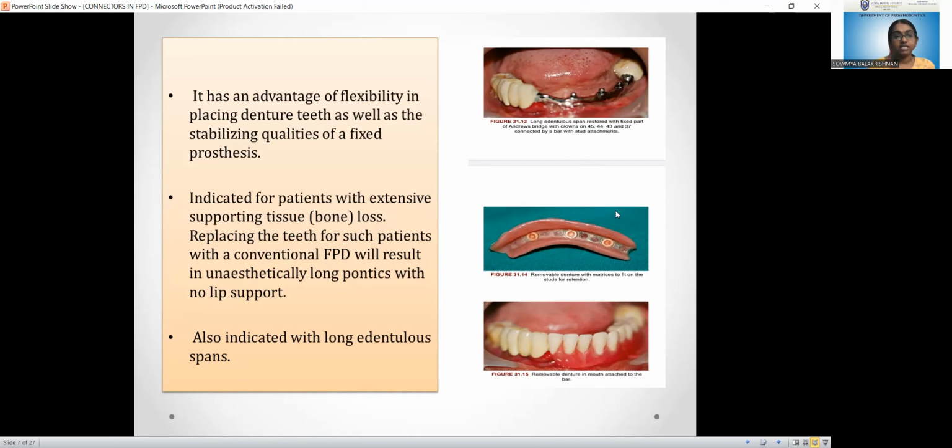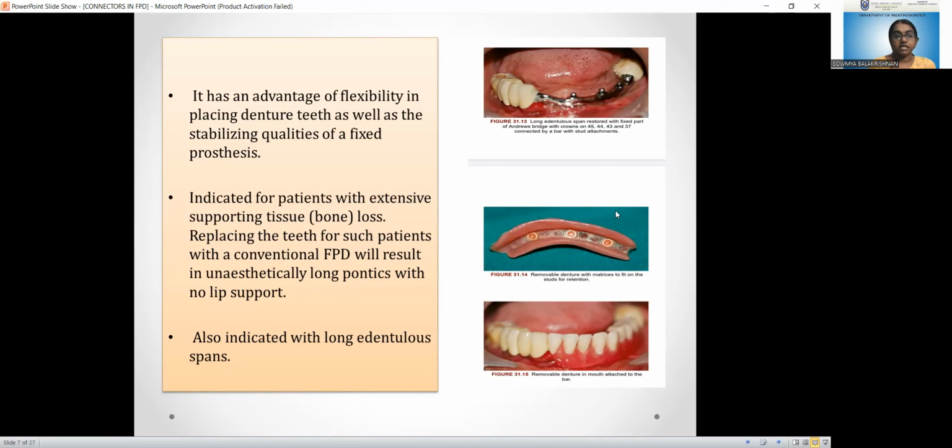So in such cases, if we plan for an Andrews bridge, that will be more aesthetic and also comfortable for the patient. It is also indicated in the case of a long denture span. So it is better to go for an Andrews bridge if you are planning for a long denture span. That is a better option, a fixed removable option.